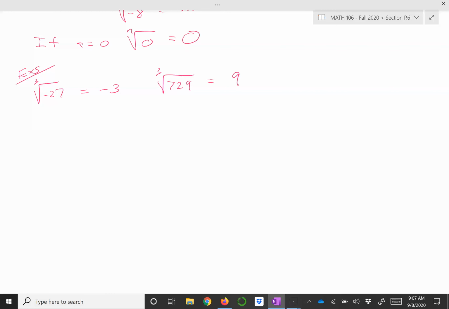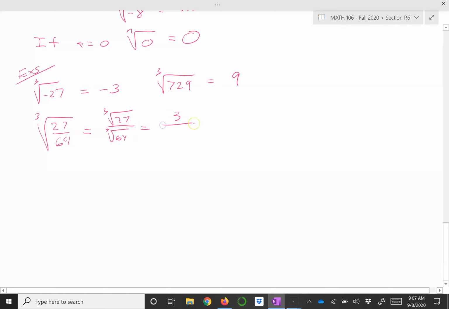Okay. And again, if you had something like the cube root of 27 over 64, you could separate those. So you have the cube root of 27 in the numerator, the cube root of 64 in the denominator. Now we know the cube root of 27 is 3. How about 64? That's a common one you'll see. That's going to be 4 times 4 times 4. So it's 3/4. All right, pretty simple.